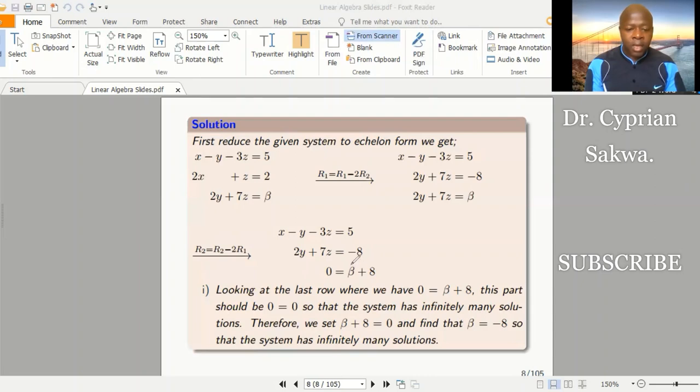So what we should do now, for us to get beta, is equate this part to zero, because this is already zero. So we also need to equate this to zero. Looking at the last row, this part should be zero equals zero so that the system has infinitely many solutions. And therefore, we set beta plus 8 to zero, and doing that gives us beta as negative 8. And so if beta is negative 8, the system that we are given would have infinitely many solutions.